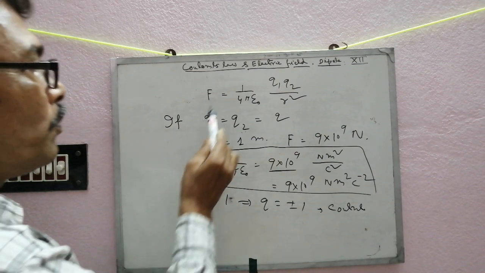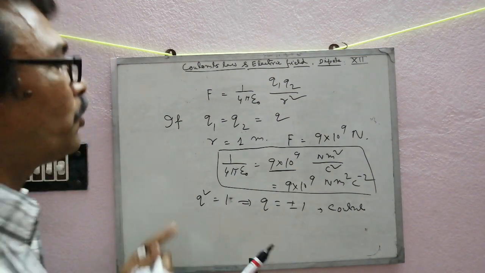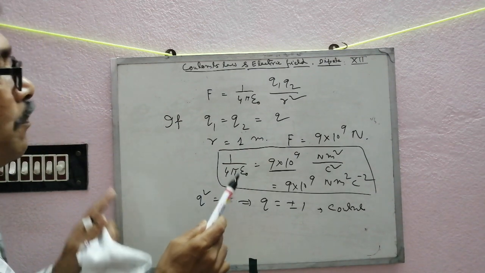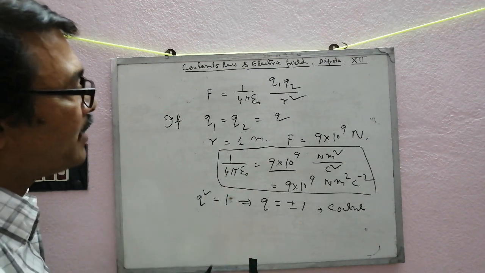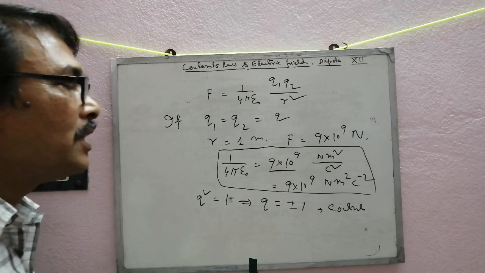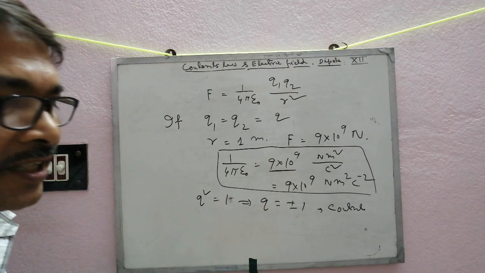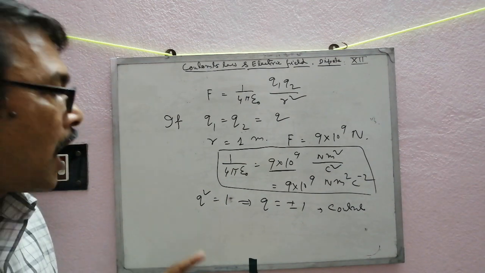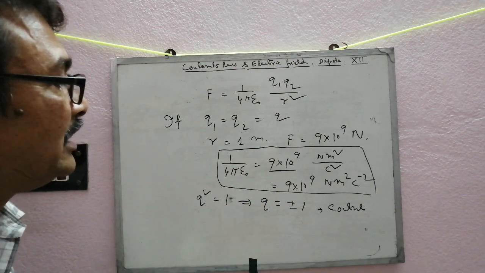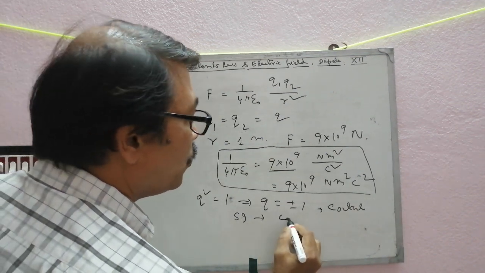So what is the definition of Coulomb from Coulomb's law? If two equal charges of the same nature, may be positive or negative, are placed in vacuum at a distance 1 meter and the force of repulsion between them is 9 into 10 to the power 9 Newton, then every charge will be 1 Coulomb. So there may be a question that from Coulomb's law, how you will get the definition of Coulomb, that is the unit of charge in SI system. So SI system, the charge unit Coulomb.